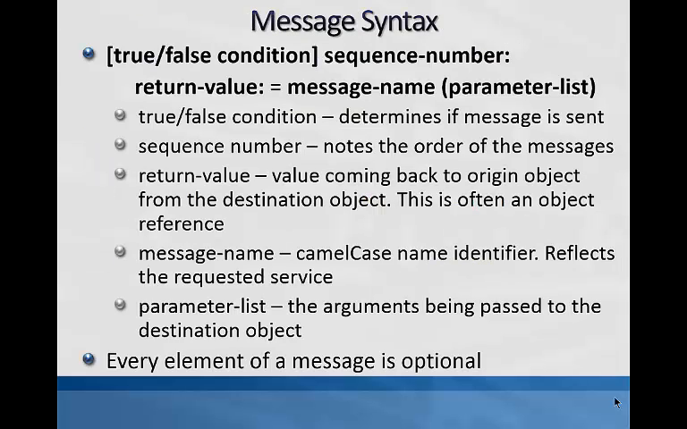Here's the syntax for a message on a communication diagram. In the brackets is a true-false condition. This is a guard to test if the message can be sent or not. If the guard is false, the message is not sent.